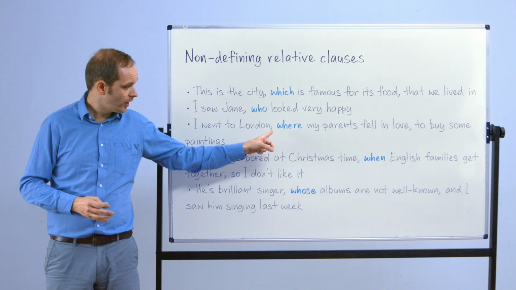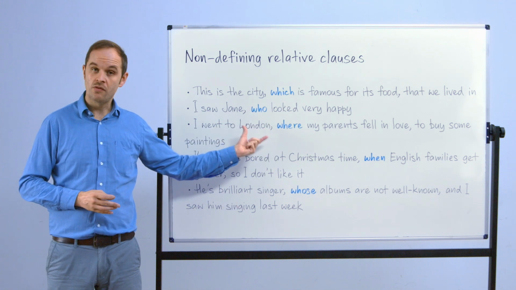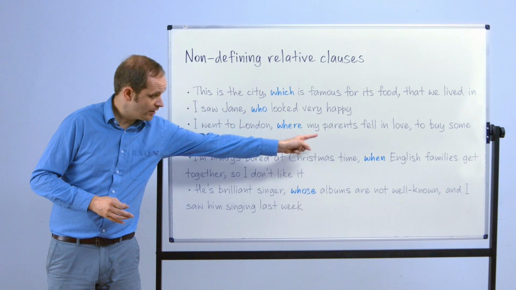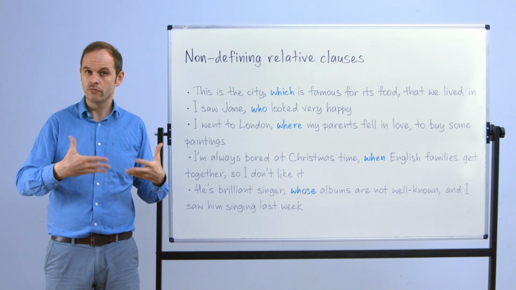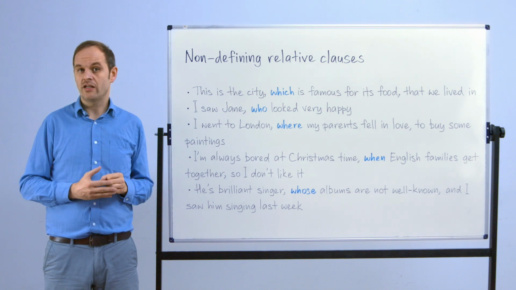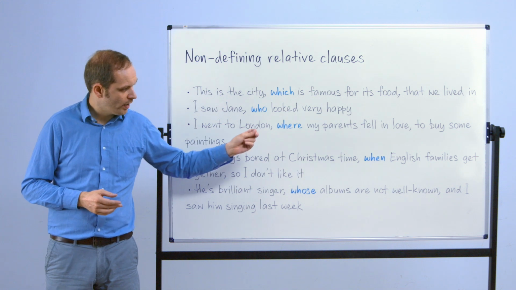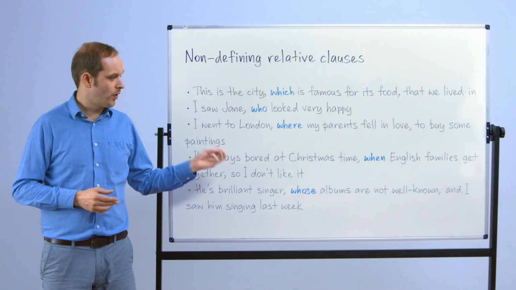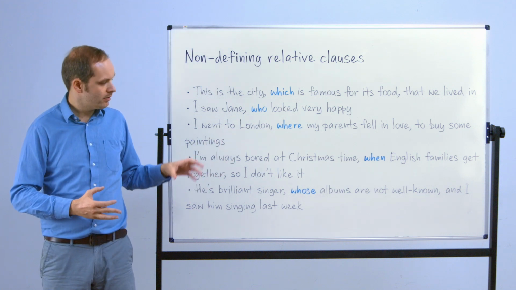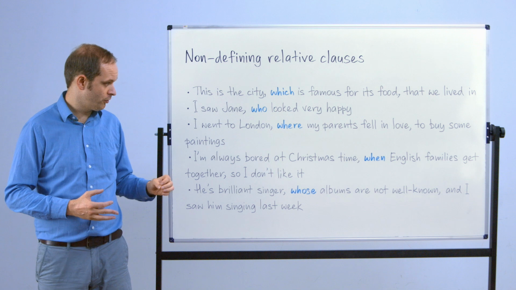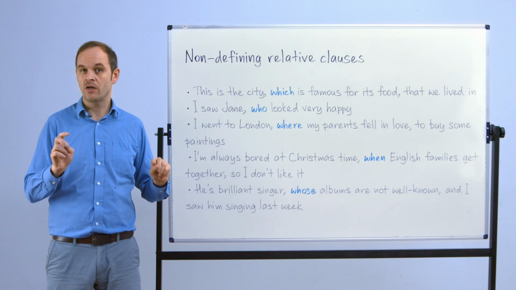And instead, we've included some extra information by using the punctuation after the place that we want to describe, and the relative clause, and then another comma, to make it clear to the person you're writing to that you've added extra information. I'm always bored at Christmas time when English families get together, so I don't like it. And again, we're describing Christmas as the time. And again, the sentence could read, I'm always bored at Christmas, so I don't like it. But we've added some extra information with punctuation.